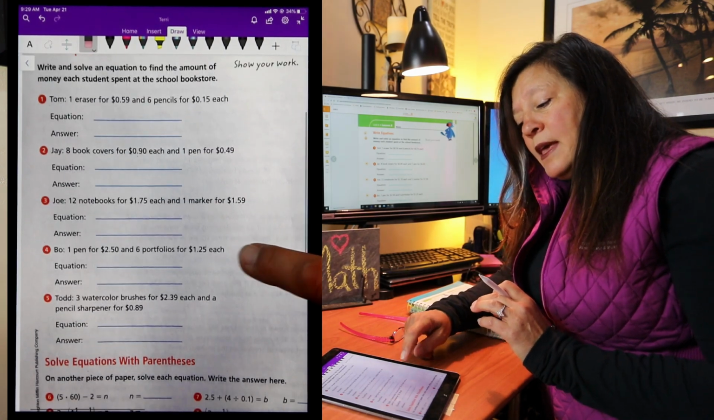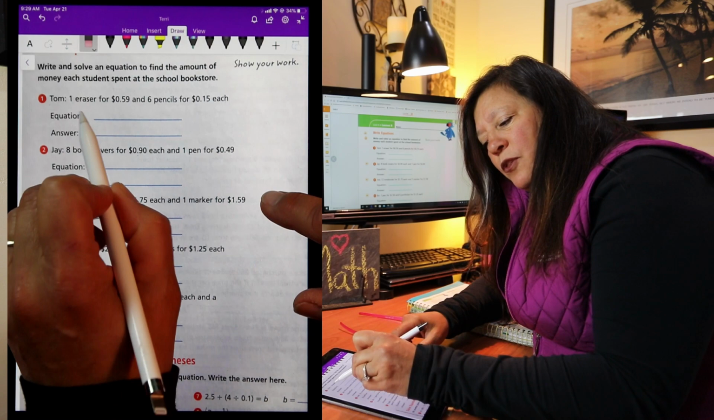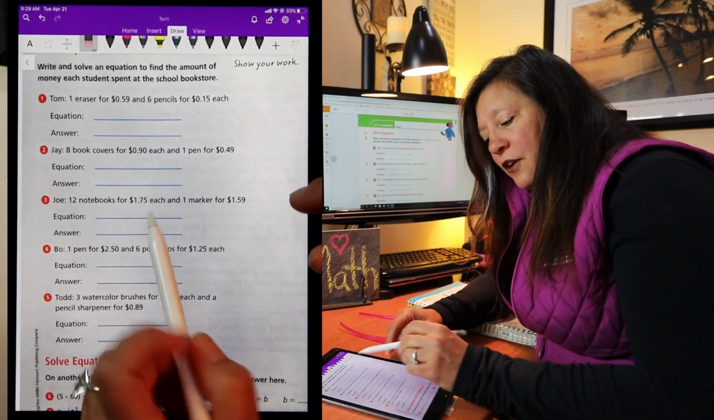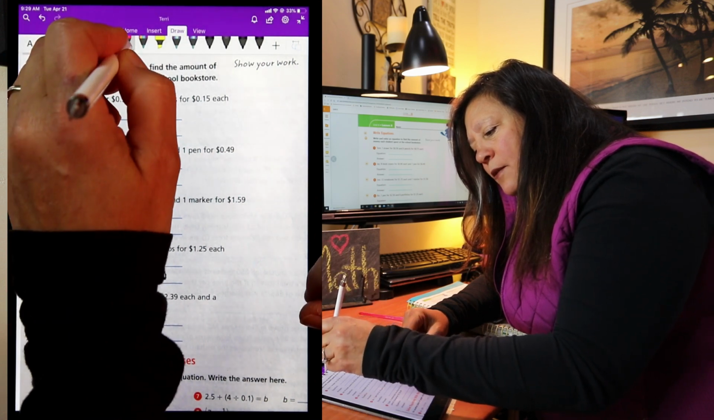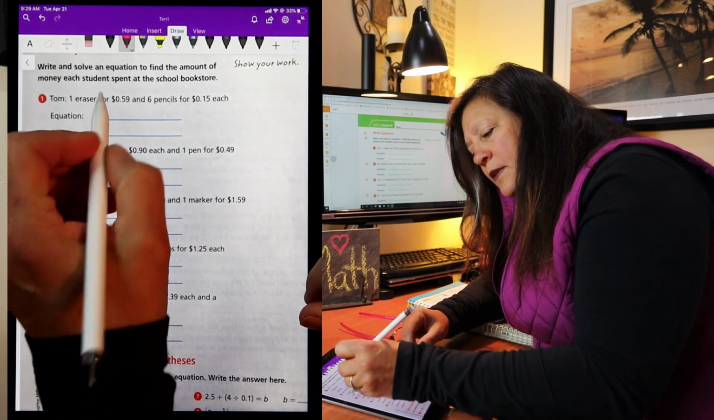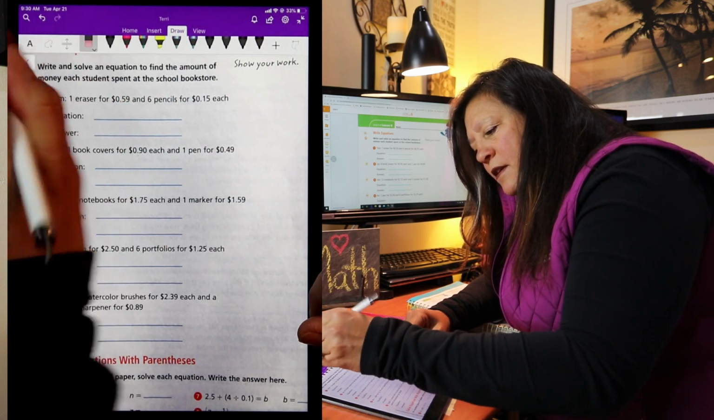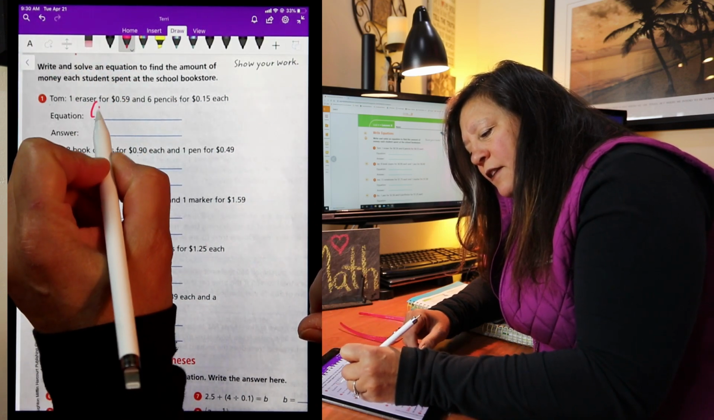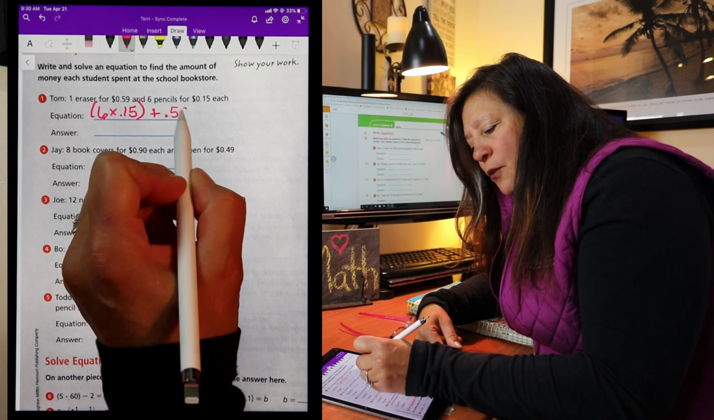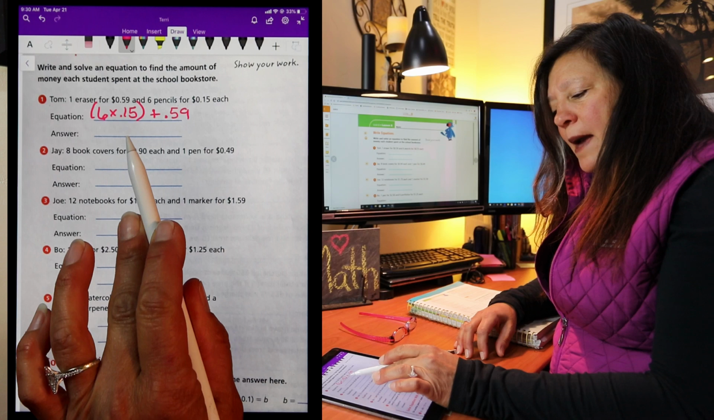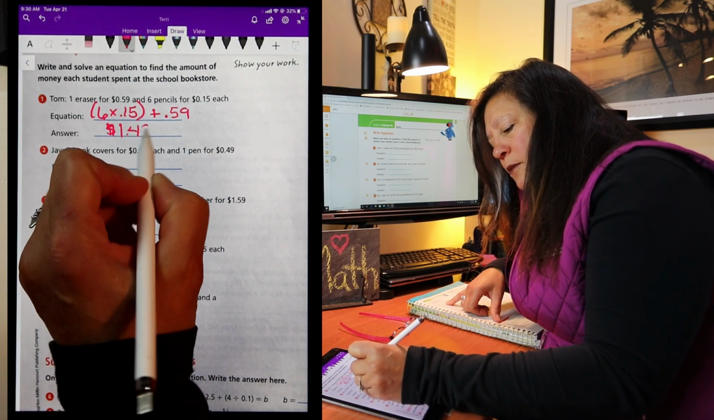So, number 1, Tom bought 1 eraser for 59 cents and 6 pencils for 15 cents each. All right, so the 1 and the 59, that would just be an add-on later. But we have 6 pencils at 15 cents each, so we're going to use parentheses for that. Sorry, guys. We're going to start with the parentheses for our 6, right? 6 pencils times 15 cents, okay? So we're going to do that math first, and then we're going to add the 59 cents for the 1 eraser to get our total answer. So you're going to do that math, 0.15 times 6, and then you're going to add your 59 cents, and your answer, when you are all done, should be $1.49.